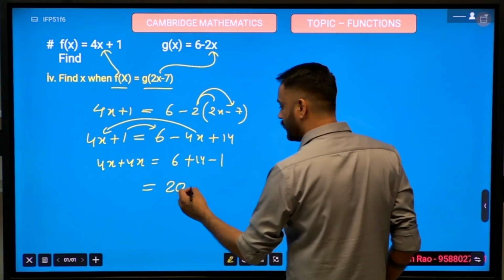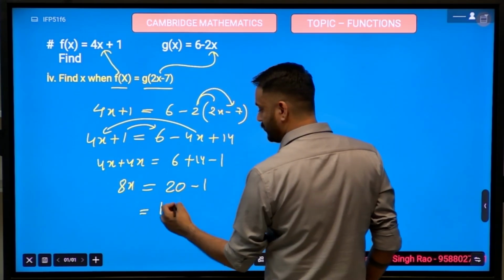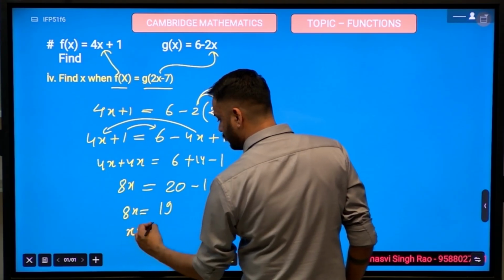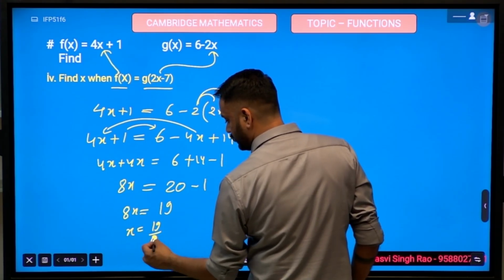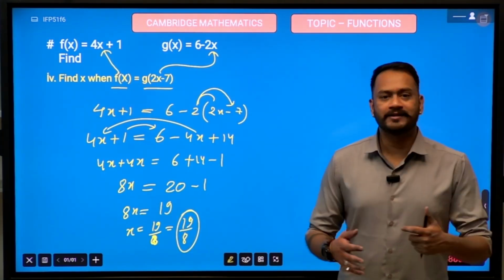20 minus 1, children, what will it be? 19. 20 minus 1 is 19, and 4 plus 4 is 8x. So x equals 19 by 8. So 19 by 8 is your answer. So I hope you like this question, children.